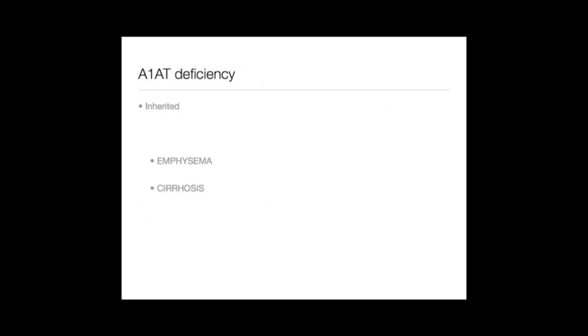So the last couple of conditions, just briefly to mention this one, which is alpha-1 antitrypsin deficiency. This is one of the key causes of pan-acinar emphysema because of the loss of key antiproteases within the lungs, but it's also useful to bear in mind that this can lead to cirrhosis as well because of a similar loss of antiproteases, the alpha-1 antitrypsin.